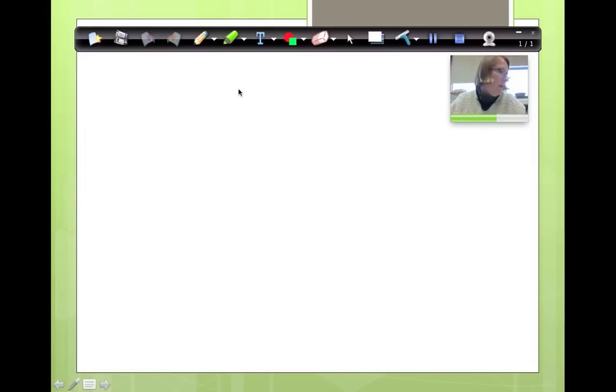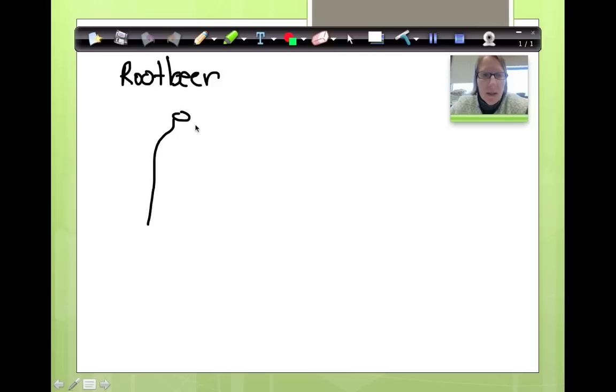Okay. Now, I want you to think about something. Let's think about root beer. Okay, I can buy root beer in a couple of ways. One way I can buy root beer for my family is to purchase it in a container that looks like this, right? And here's my label. This is root beer. This is a 2-liter container.